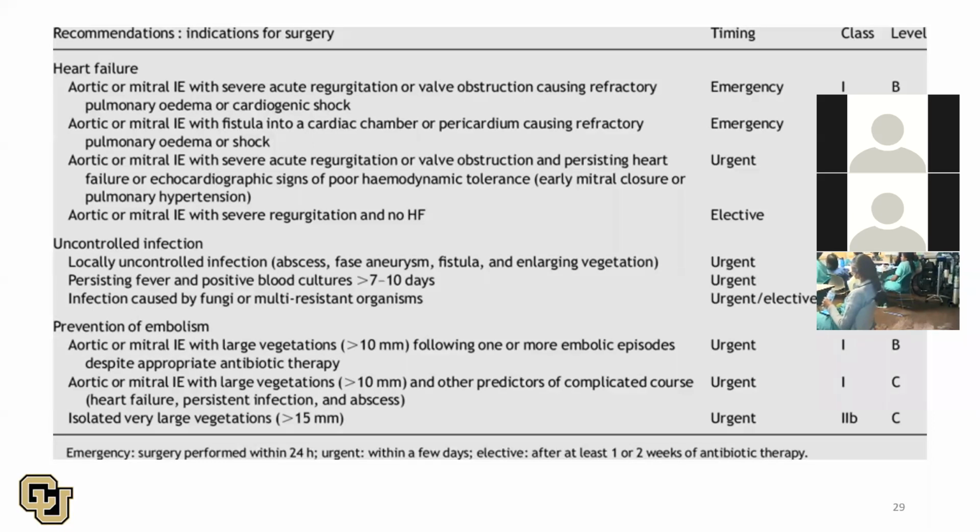And so here, if you have vegetations that are greater than 10 millimeters, then you either have to have embolic phenomenon or complications like heart failure, persistent infection, or abscess, in which case greater than 10 millimeters buys you a surgery. Or if you have vegetation that's more than 1.5 centimeters or 15 millimeters, that's an automatic indication for surgery.